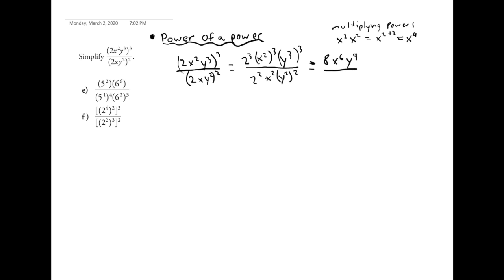And then on the bottom you have 2 squared, which is 2 times 2, and that's going to equal 4. Then you're going to have x squared, nothing changes there. And this one is y squared, bracket to the power of 2, so you're going to multiply these exponents.